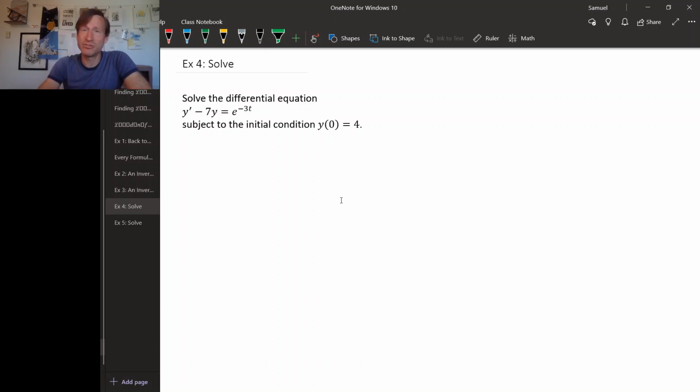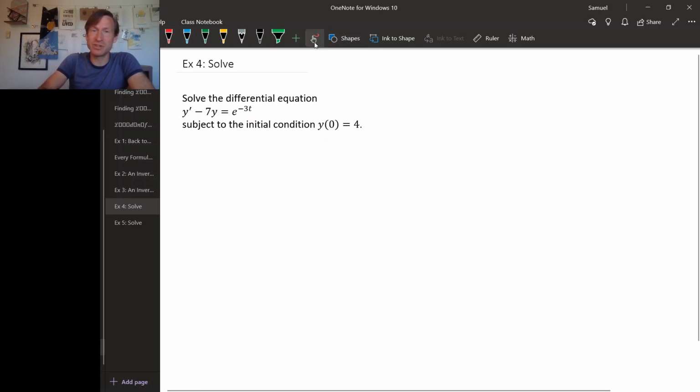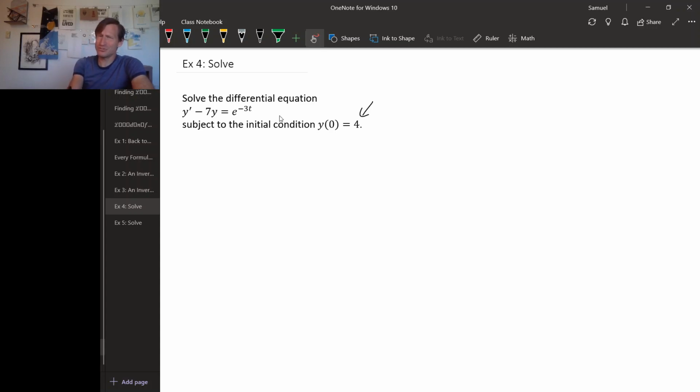Now that we know how to handle derivatives when calculating a Laplace transform, and we know how to calculate an inverse Laplace transform, let's actually solve some differential equations. So let's start with this one. y prime minus 7y equals e to the minus 3t, and we have this initial condition, y of 0 is 4. Notice that this actually is a first order equation.